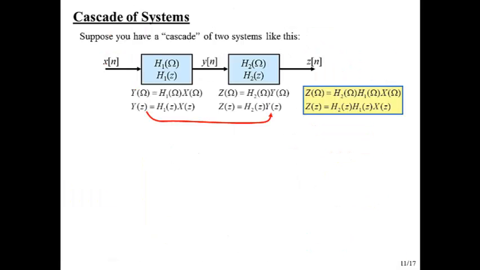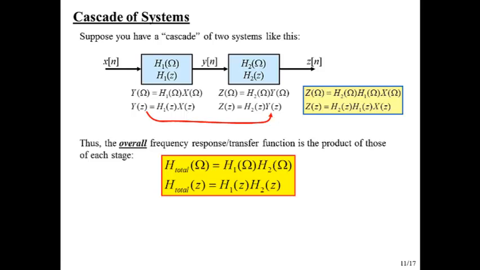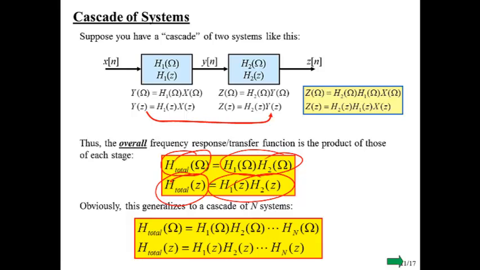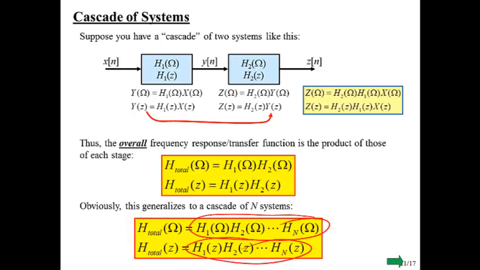Now let's talk about a cascade of systems here. Suppose we have a cascade of 2 systems with frequency response and transfer function, frequency response and transfer function. It's pretty easy to show, just by taking the output of one and putting it in as the input to the other one, that the result of a cascade of systems is that the total frequency response or total transfer function is just the product of their individual ones. And this can be carried out to however many. If we have n systems in cascade, it just becomes the product of them all. So we'll stop this here.